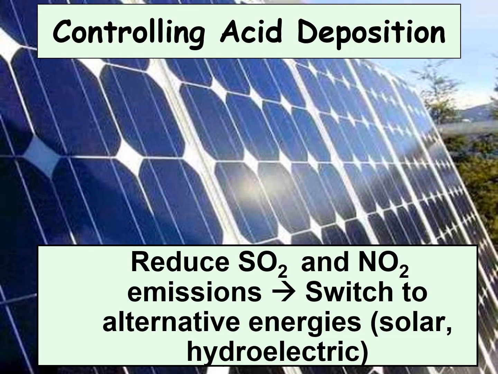And lastly, how do we control this acid deposition? Well, one great way to control acid deposition is to stop releasing sulfur dioxides and nitrogen dioxides into the atmosphere. So how do you reduce those emissions? Well, you have to switch to alternative energies. So instead of using coal burning for electrical purposes, you can switch to solar panels or hydroelectric power. Both of those don't release sulfur or nitrous oxide emissions in their operations.